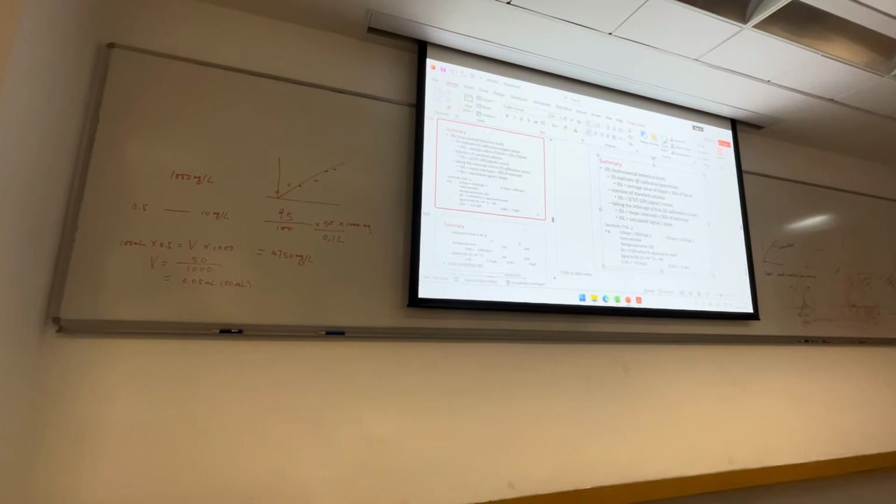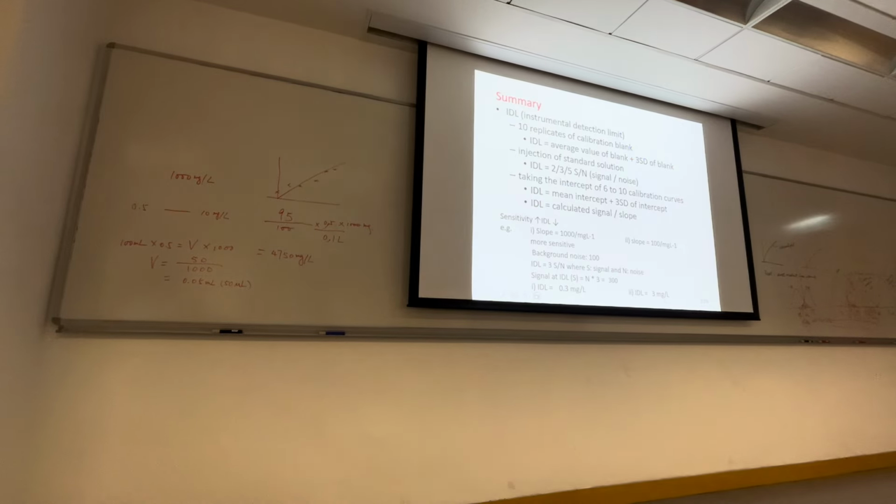Otherwise, it is easy to mix up different terms. Calibration blank. This is only the instrument. The blank will only be the calibration solvent, okay? So 10 replicates of calibration blank. IDL is the average value of the blank plus 3 SD of the blank, okay?